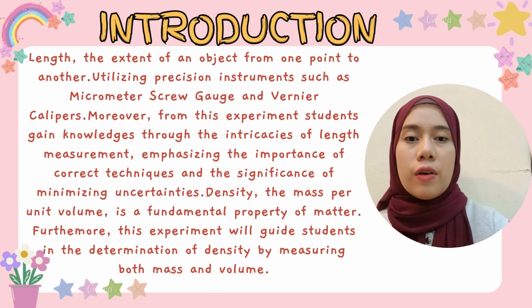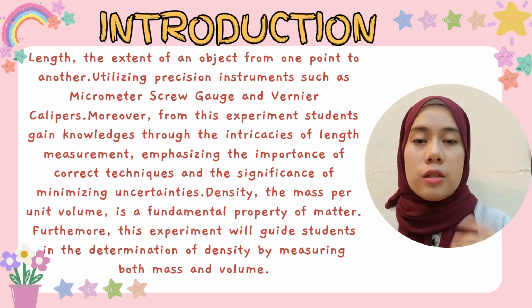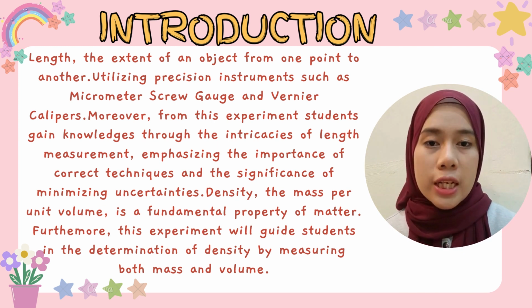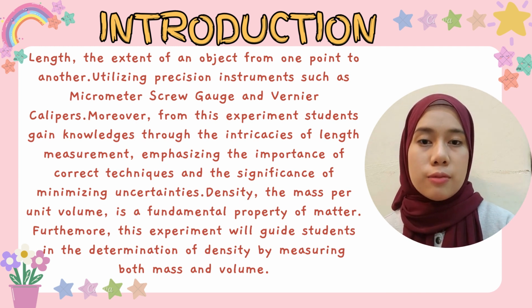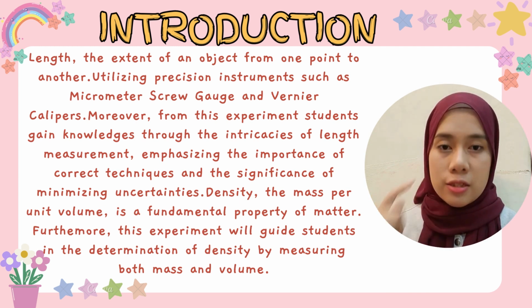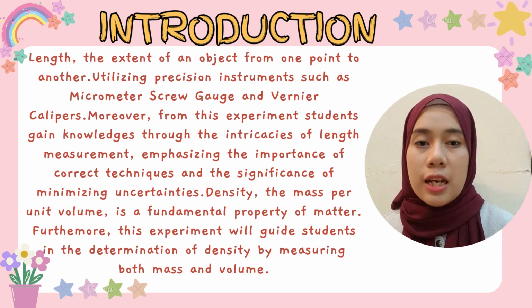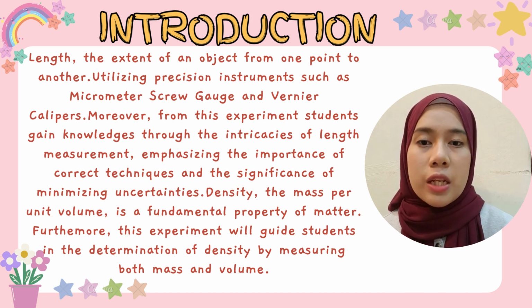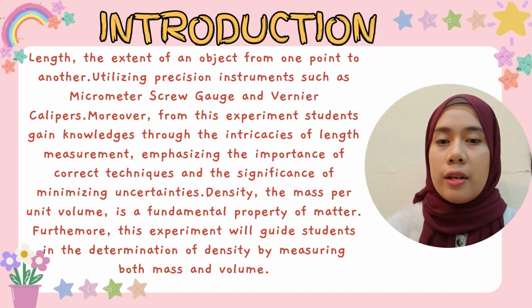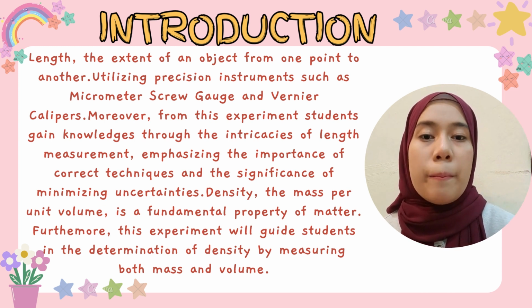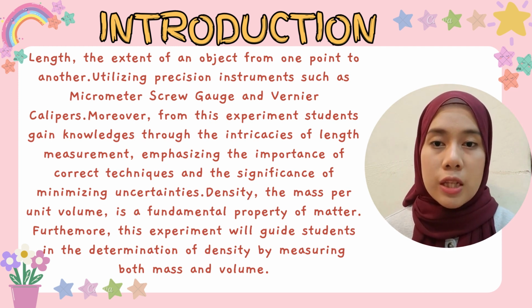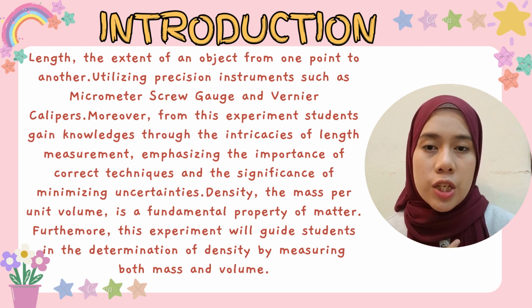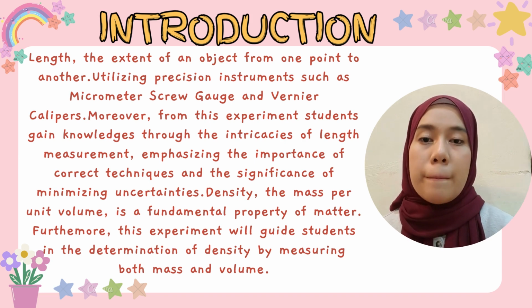Length, the extent of an object from one point to another, utilizing precision instruments such as micrometer screw gauge and vernier calipers. Moreover, from this experiment, students gain knowledge through the intricacies of length measurement, emphasizing the importance of correct techniques and the significance of minimizing uncertainties. Next, we have density. Density is the mass per unit volume, is a fundamental property of matter. Furthermore, this experiment will guide students in the determination of density by measuring both mass and volume.